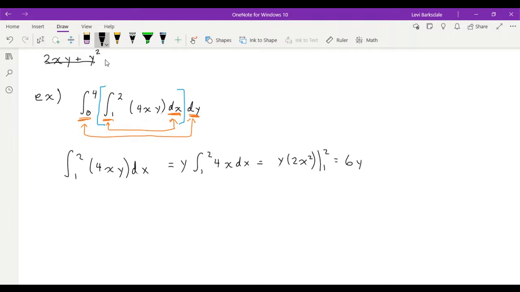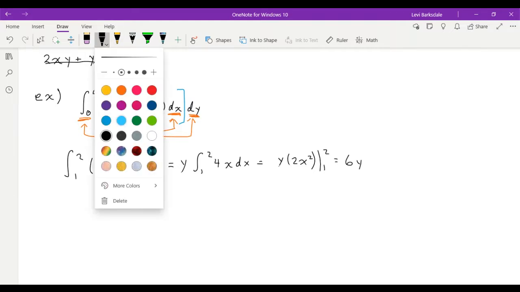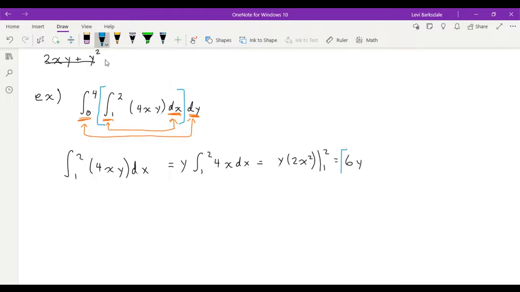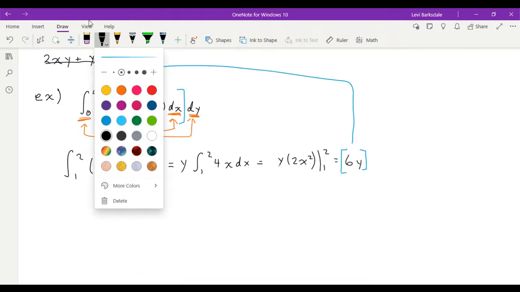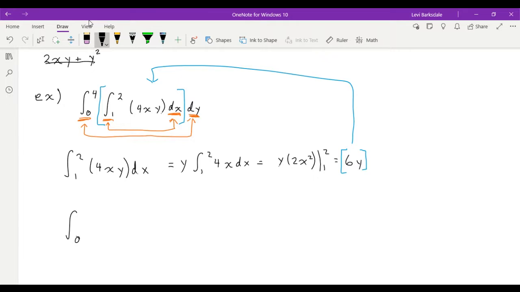Next up, we can take this answer and plug it in, because this was the solution of the inner integral. We pull this out and swap it in for this portion here. Then our second integral becomes the integral from 0 to 4 of 6y dy. Again, this is a simple integral. That's 3y squared from 0 to 4, which gives us 3 times 16 is 48 minus 0.